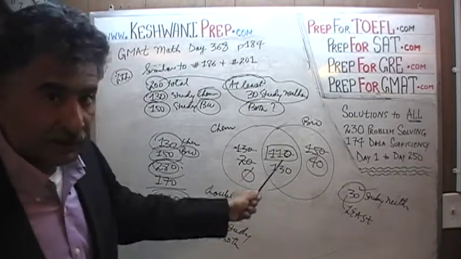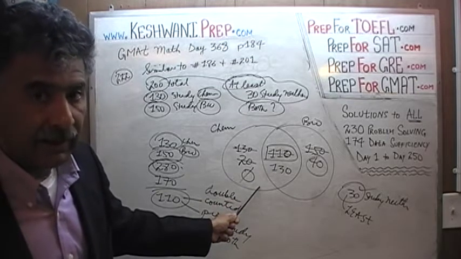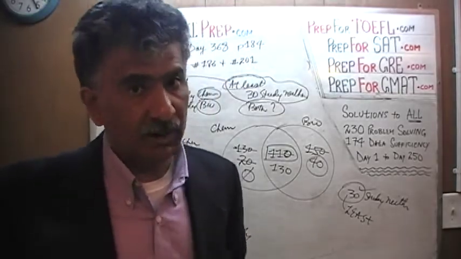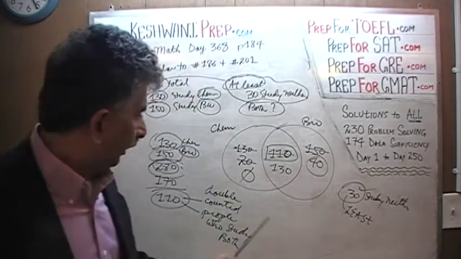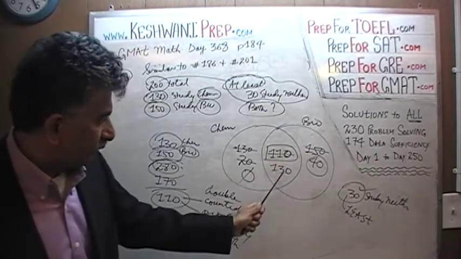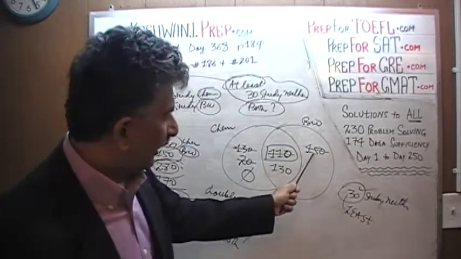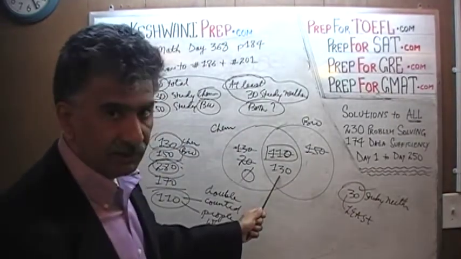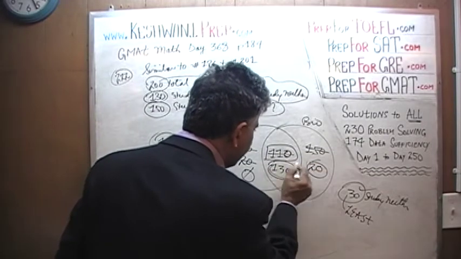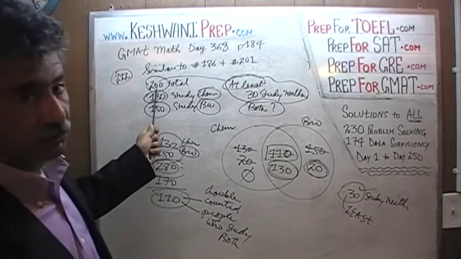In this scenario, what we're depicting now is the fact that if there is a student who is taking chemistry, that student must also take biology. There is no student who takes chemistry only. All 130 students who study chemistry also study biology. So as soon as we put 130 there, this is no longer 150. We had 150 to start out with, we are putting 130 in the common area, this becomes 20. Okay, watch what happens. 20 plus 130 is 150. We have a total of 200 students.